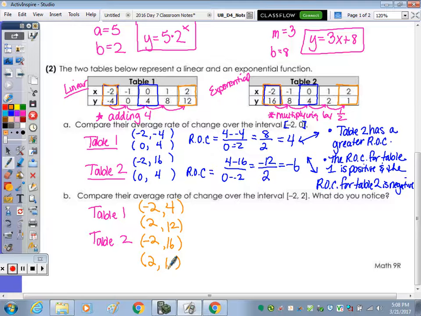So calculating the rate of change, let's write the fractions for each and simplify them all at the end. Whoa, I actually don't need 4 rates of change. I only need 2. Oops, let's get rid of that. I got a little carried away with the rate of change because we're looking at the rate of change for these 2 points. So y2 minus y1 would be 12 minus 4 over 2 minus -2.